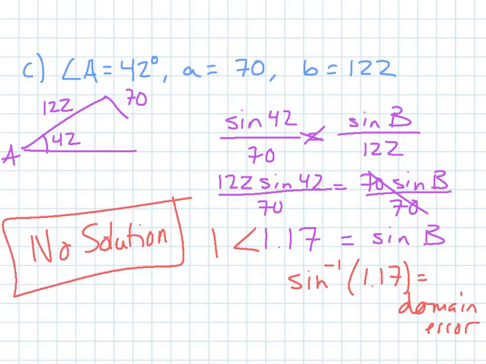Okay, so those are the different scenarios for the SSA case, the ambiguous case for your law of sines. This is the only one that's kind of really difficult with what you're doing. You just have to do that first law of sines, and then from there figure out which set of solutions you should have. Okay, have fun.